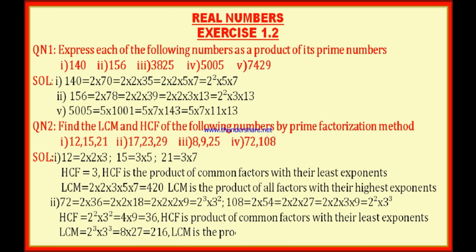Next, LCM. LCM is the product of all factors with their highest exponents. Again, here the factors are 2 and 3. Here also factors are 2 and 3. Therefore write 2 and 3 first of all. Then what about the exponents? Here the exponent of 2 is 3. Here the exponent of 2 is 2. The highest exponent is 3. Therefore we write 2 cube. And this is 3 square and this is 3 cube. Highest exponent is 3 cube. We write 3 cube. 2 cube is 8. 3 cube is 27. And 8 27s is 216. Therefore LCM is the product of all factors with their highest exponents.